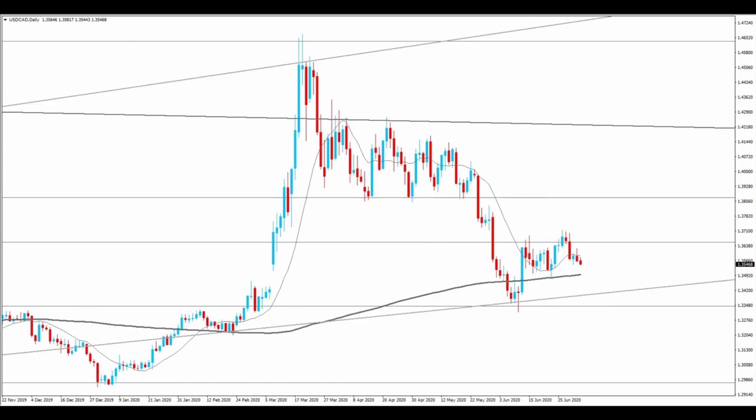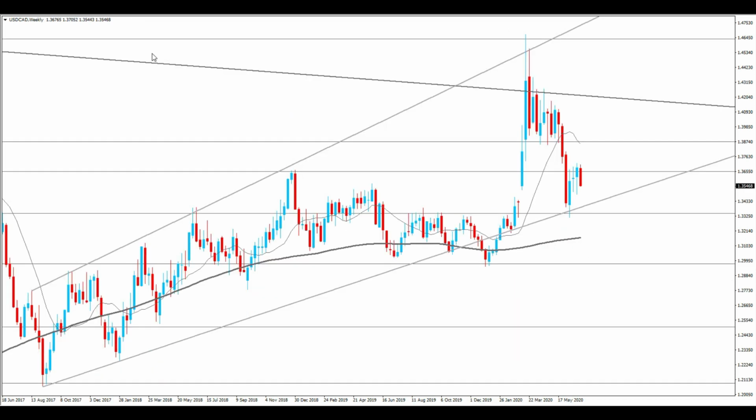So if we zoom in, you can see that price has still not gone anywhere, and we still want to see a breakout of this region, either to the upside or to the downside.